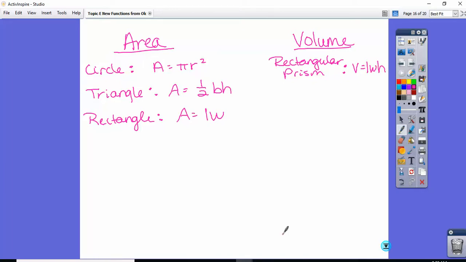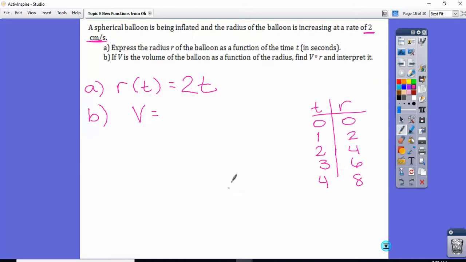Any formulas beyond that, I'm going to give you. So if I put a question on the test about the volume of a sphere, within the question I will say, note volume equals whatever. So, do we have those down? For a sphere, volume is 4/3 pi r cubed.